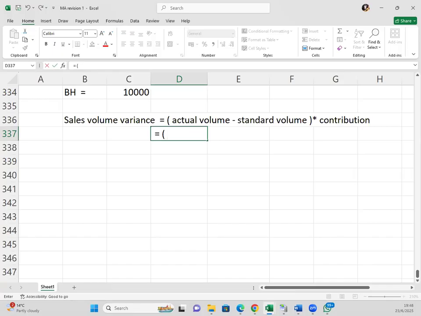Our actual units, we have 1.8. Our standard, we're planning to sell 1.7, times the contribution of 30. So finally, what's our variance? It's 3,000 favorable.